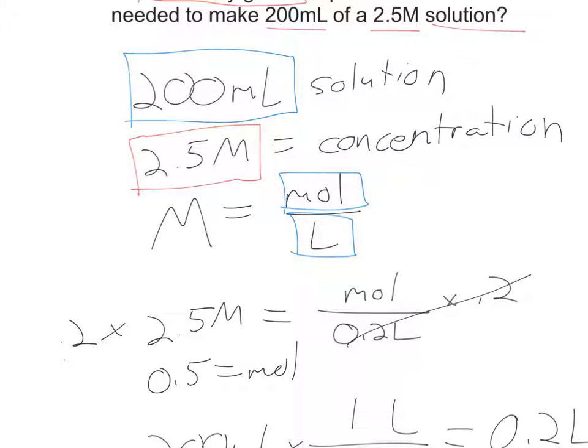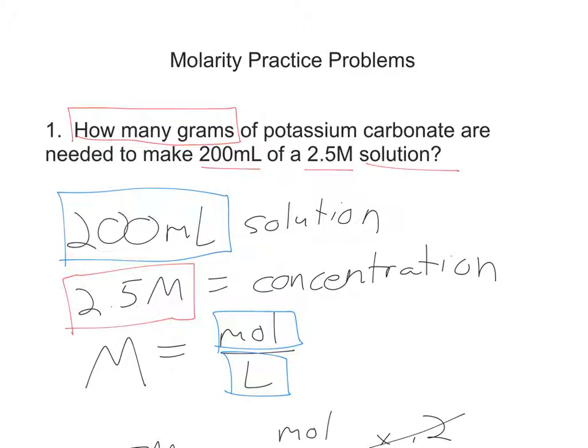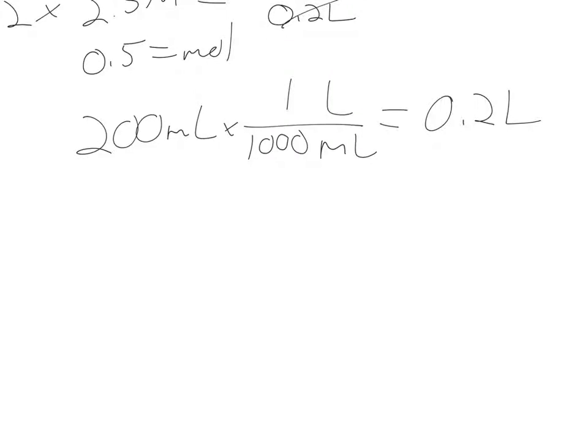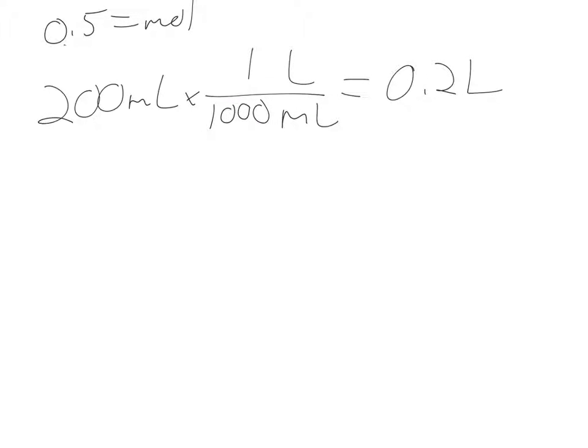Now I'm going to check my question just to make sure. Oh, my question says how many grams, but I got moles of potassium carbonate. So I need to change moles into grams. Good thing we did all that stoichiometry, right? So we know how to do that. So 0.5 is my number of moles. I have 0.5 moles of potassium carbonate.